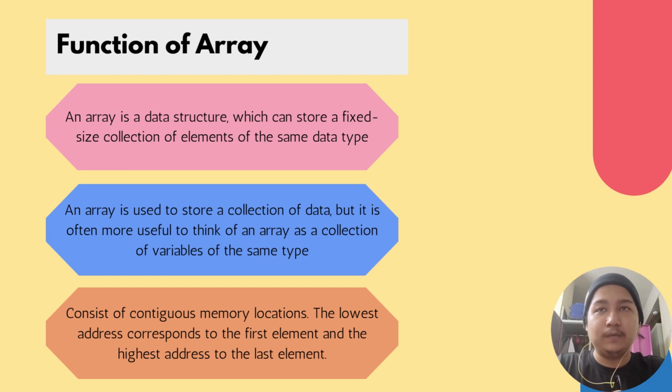I will talk about the function of array. First, an array is a data structure which can store a fixed size collection of elements of the same type. Next, an array is used to store a collection of data, but it's often more useful to think of an array as a collection of variables of the same type. Last, an array consists of contiguous memory locations. The lowest address corresponds to the first element, and the highest address to the last element.